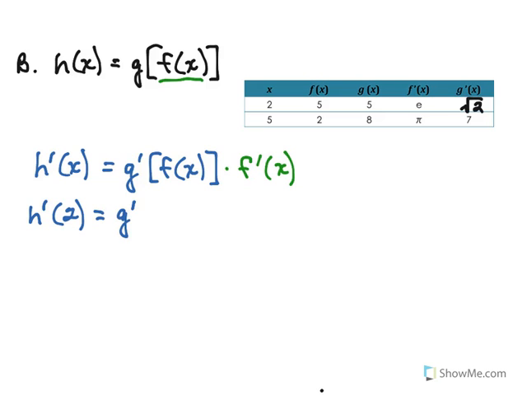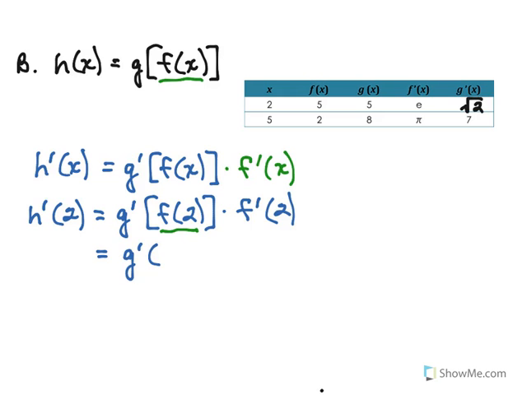So let's just fill in our 2's for our x's. Alright, so let's start on the inside right here. F of 2, and that is defined to be 5. So it means on the next step we're going to need g prime of 5. F prime of 2, that's e. So this part right there is e. Now going back to the table, g prime of 5 is 7. So we have 7 times e as our answer.